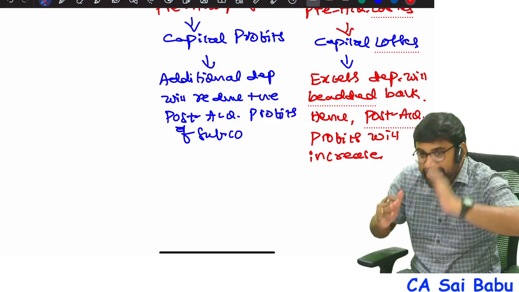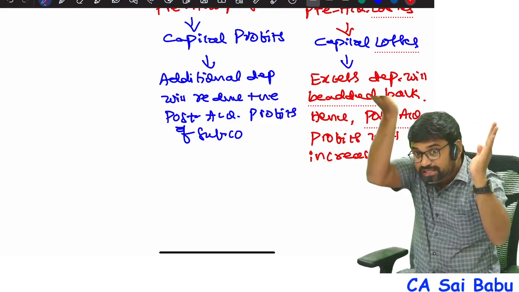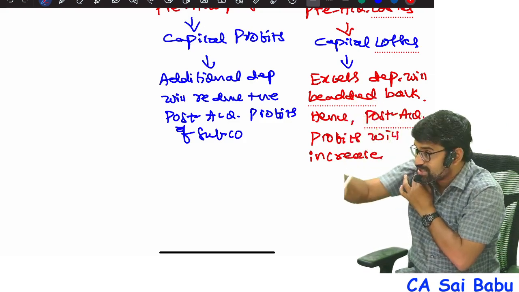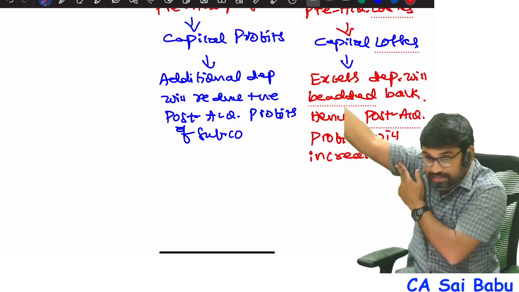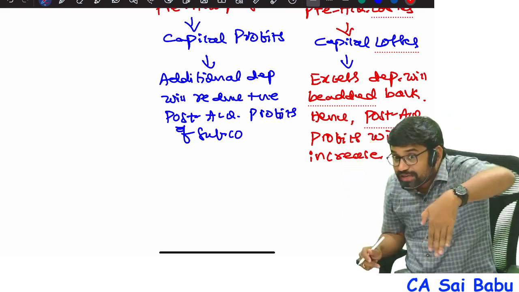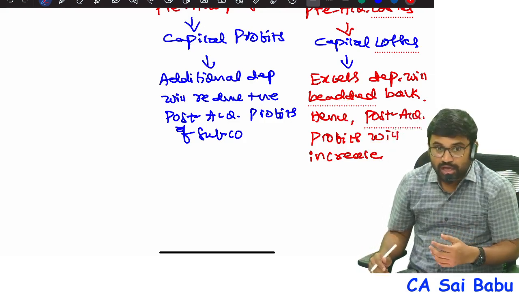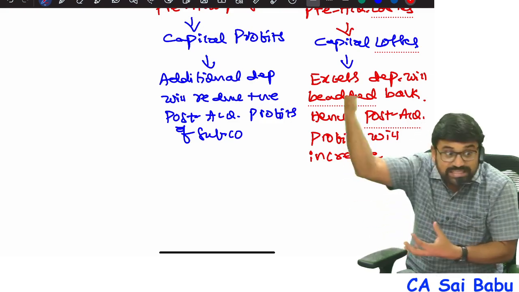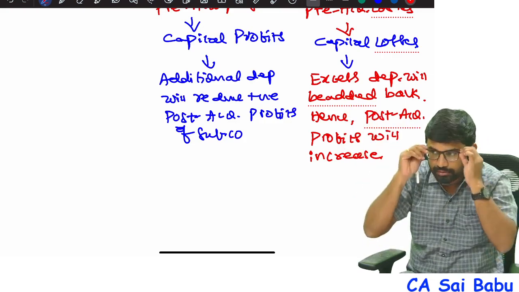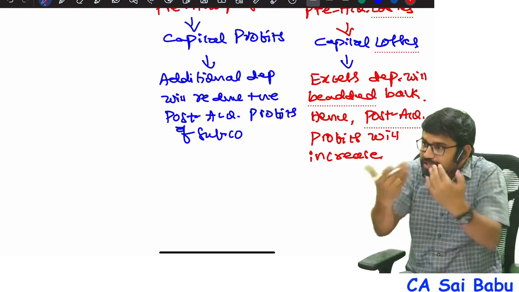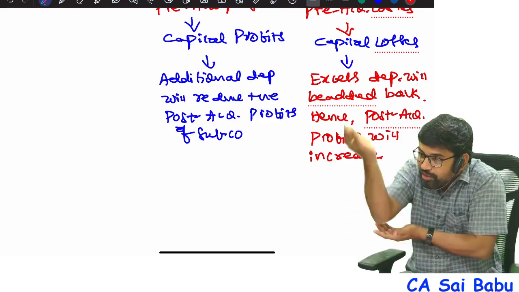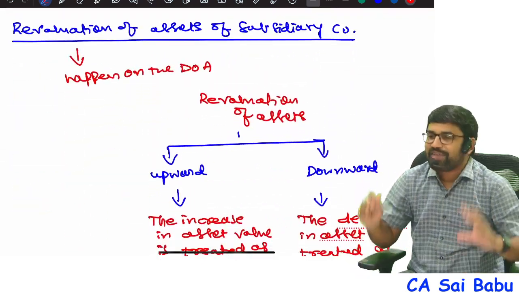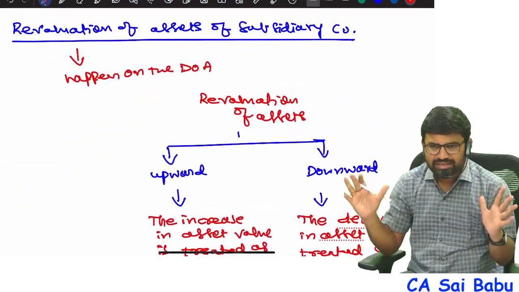Now, if there is an increase in the asset value, obviously what will increase? Additional depreciation. Because of that, your post-acquisition profits will decrease. You need to provide depreciation on the increased value. And if there is a downward revaluation, obviously asset value decreased, but you provided depreciation on the original cost. Therefore, whatever the excess depreciation you provided, what we need to do? Return back. If you add back the excess depreciation you provided, obviously your post-acquisition profits will increase. So this is the revaluation of assets topic. Sir, have you understood, sir? Very easy, sir.